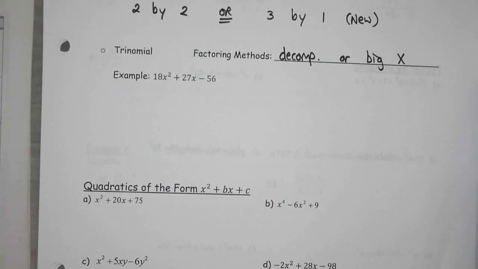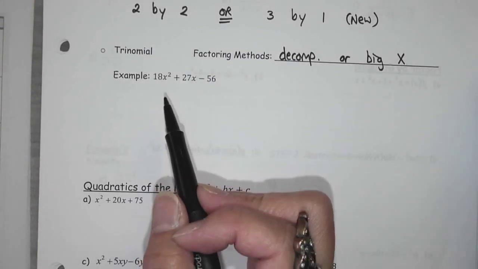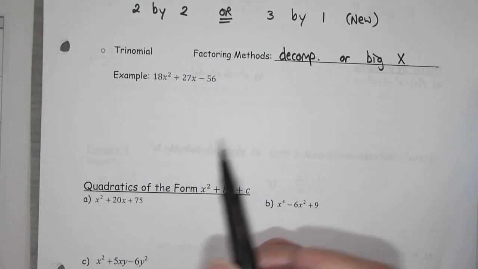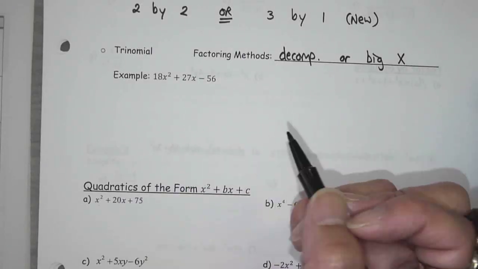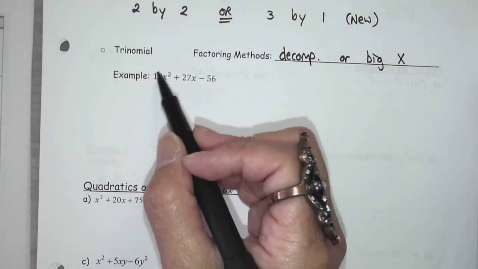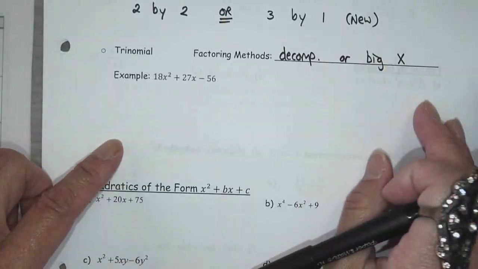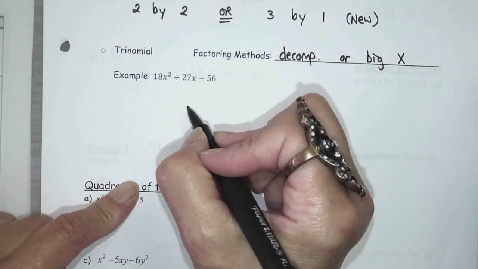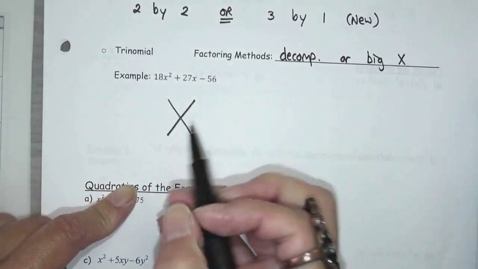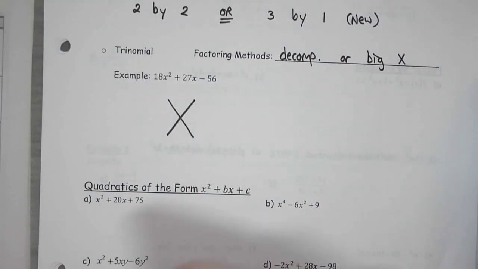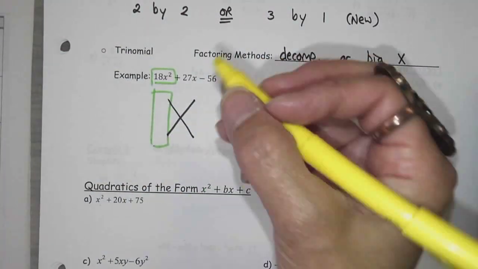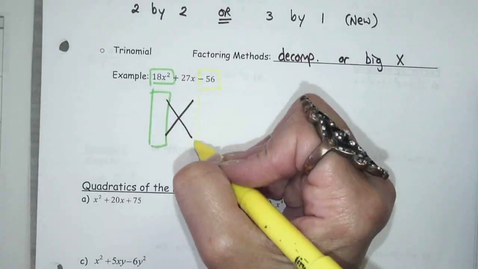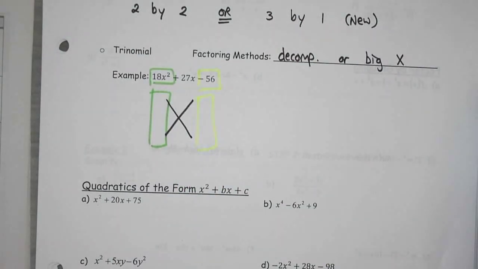For example, when you do this trinomial here, we're going to try to either do decomp or break it into the 2. I'll do the big X method again just to show you how it is, because most people who do the decomp already know how. I'll do decomp over here, so we'll look at both ways. For the big X method, you say this first column goes here, and then the second column goes there.